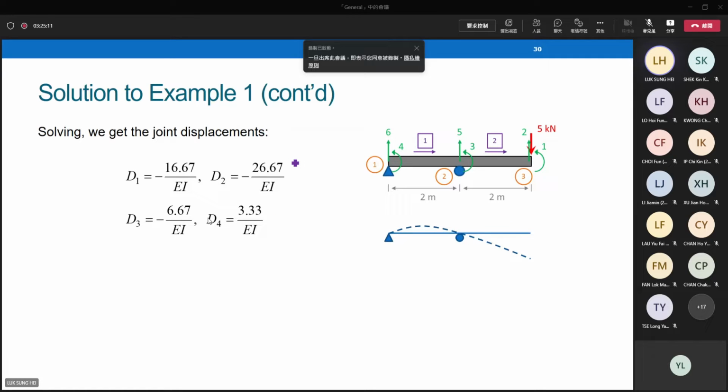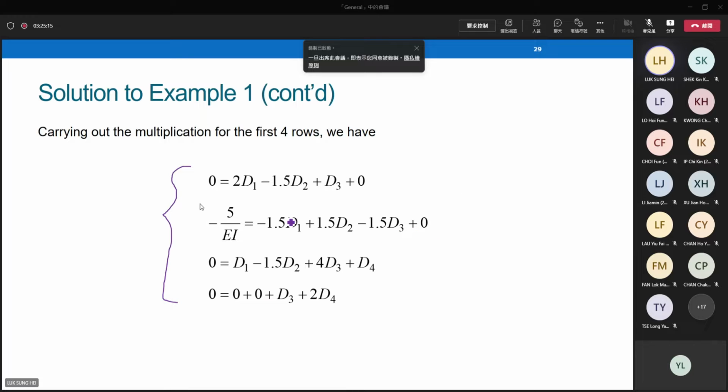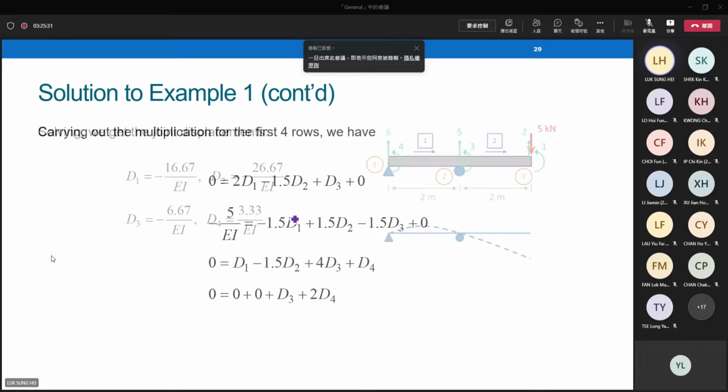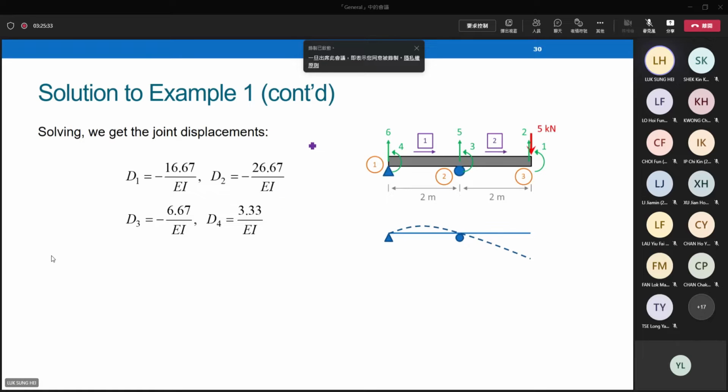Finally, we get the outcomes. I repeat one more time. In the quiz and examination, normally I would test you up to at most 3 unknown displacements. Okay, so this one is a little bit out of the limitation of the quiz and examinations. 4 unknowns we have here. But anyway, you can solve it using Excel. I will show you later how to play with that calculation.